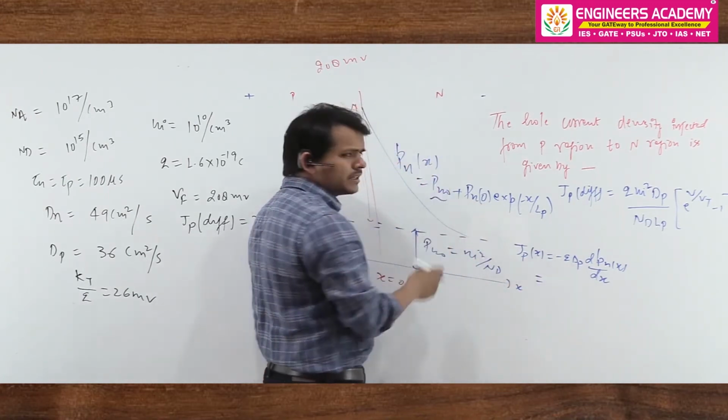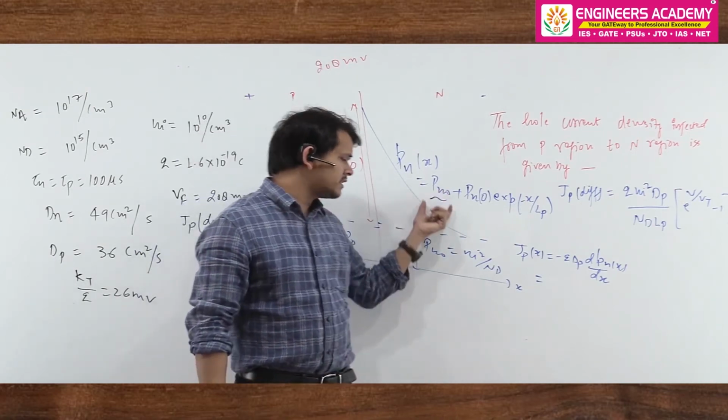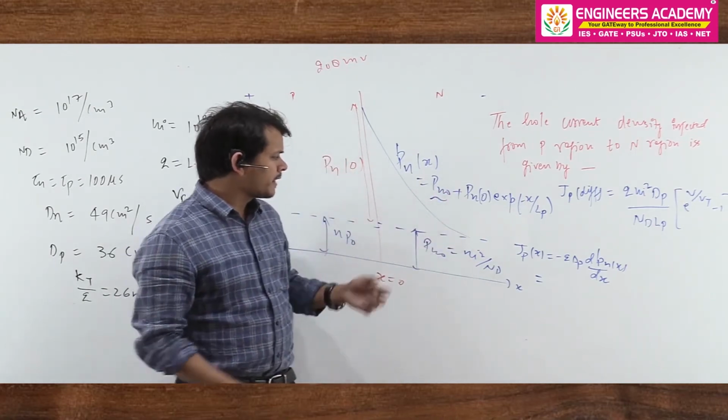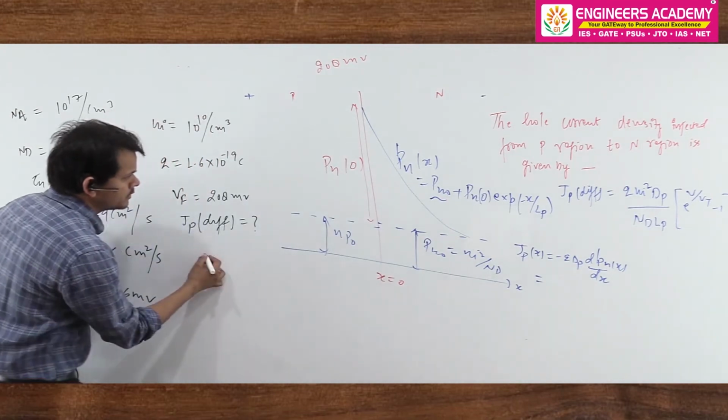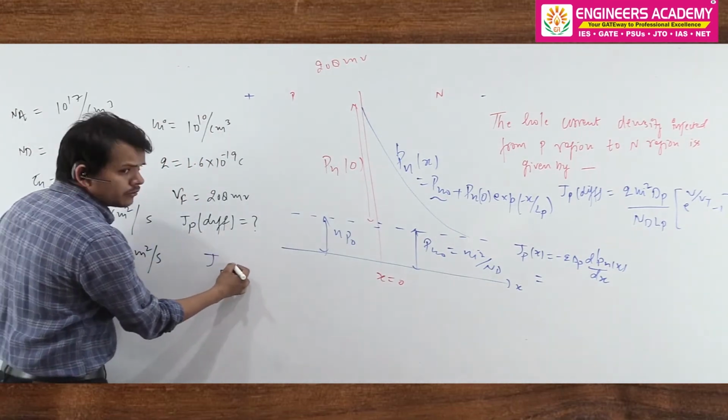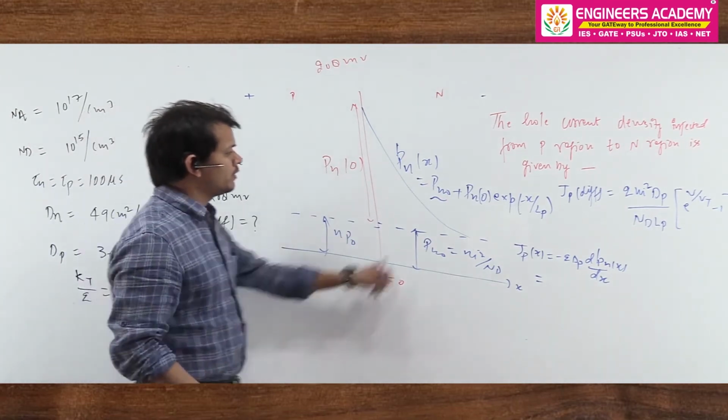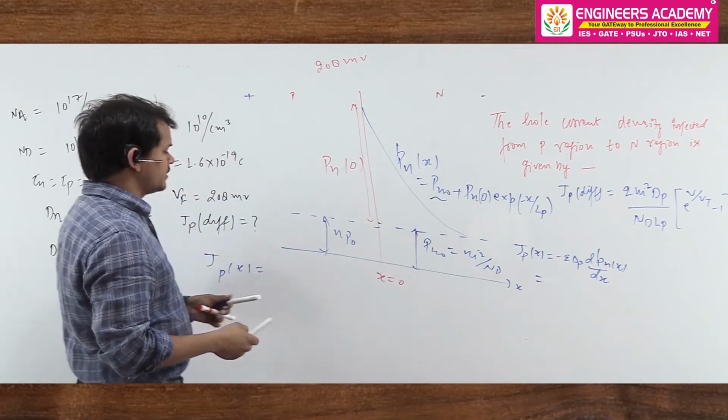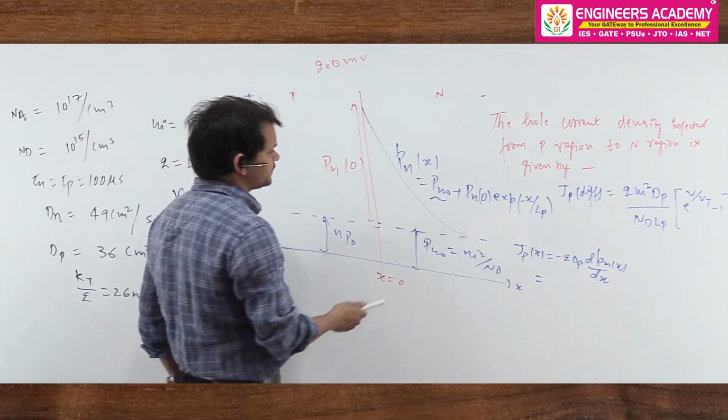So this pn naught is a constant number, as it is given, fixed completely. This pn naught is fixed here. So if I ask you about the pn of x, what will the value of pn naught be? It will be 0. So pn naught should be equal to 0.